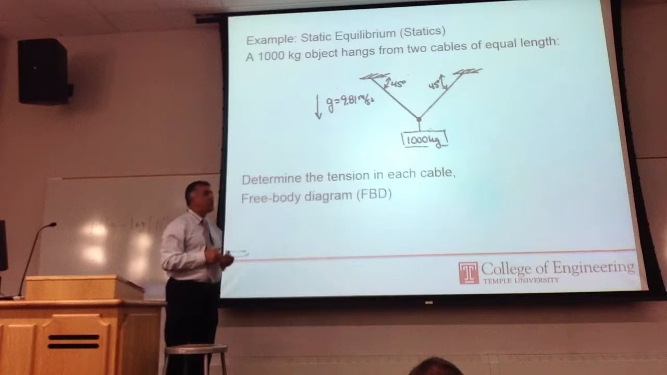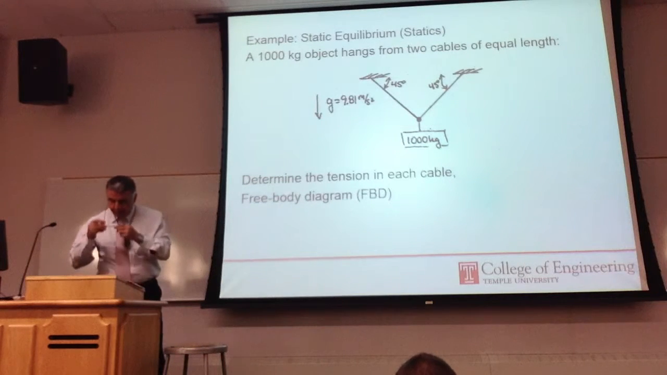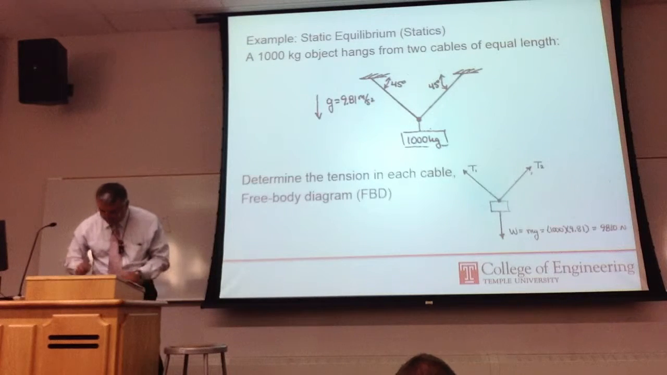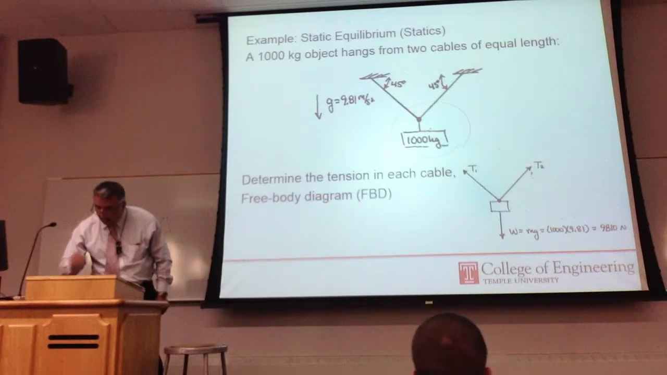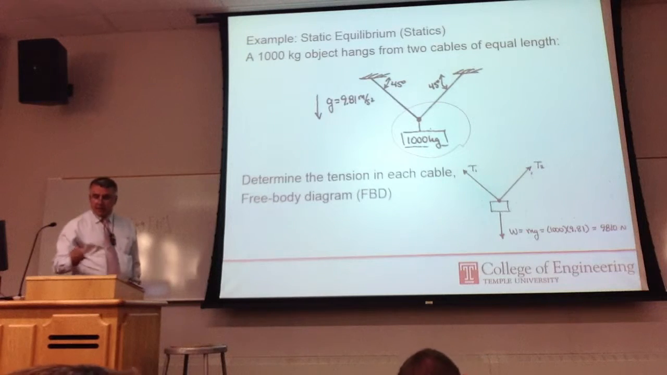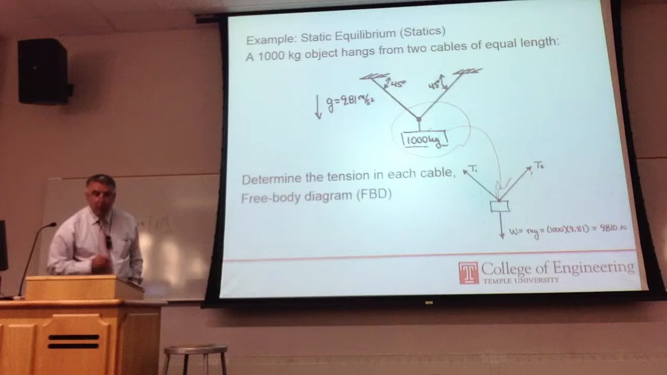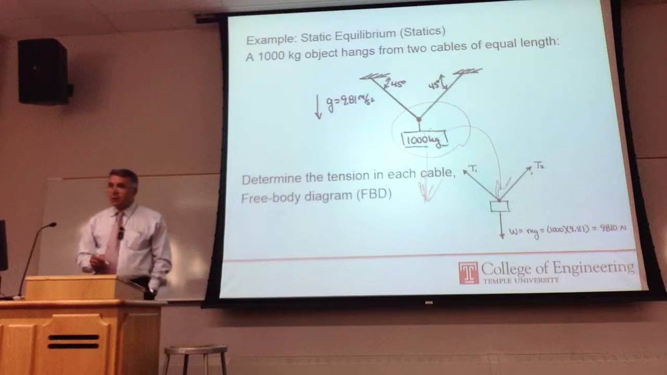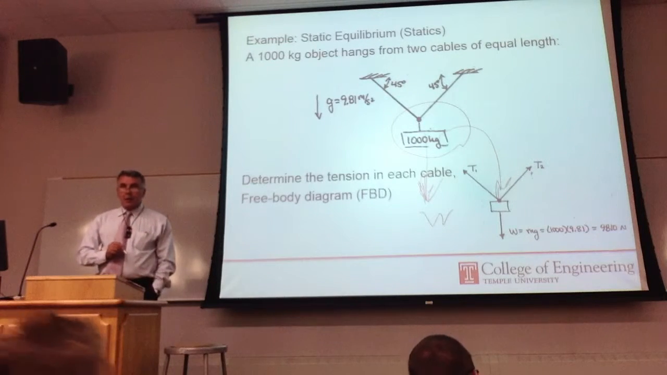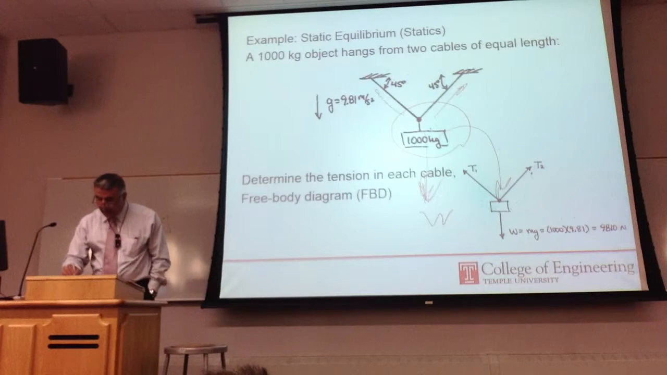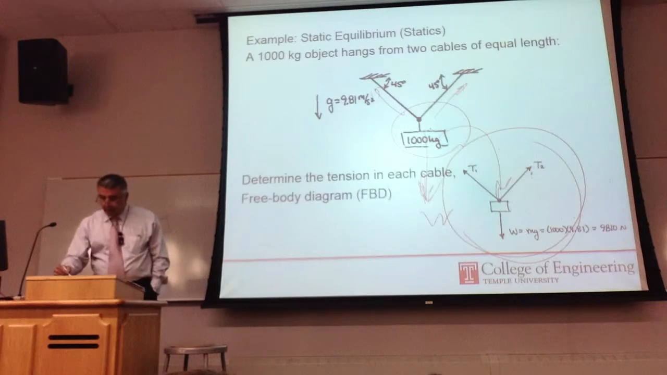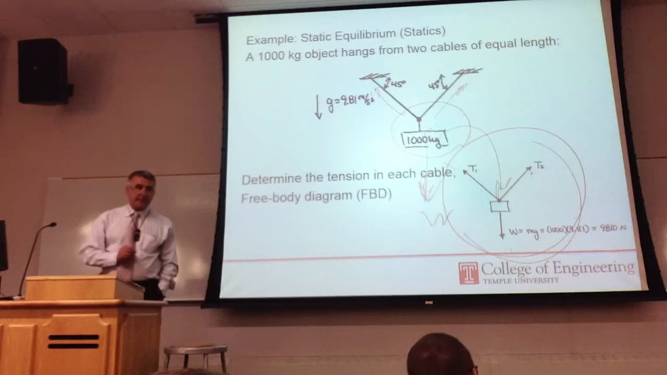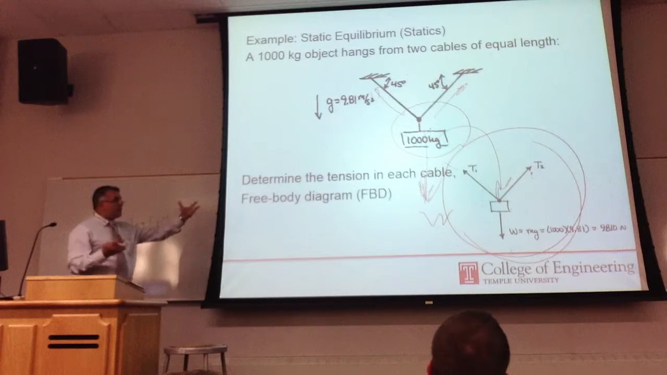So if I'm looking at this physical system, what am I seeing? I'm seeing a weight, and a force going downwards, which is equal to the weight, and the tension in the cable. So the free body diagram is what I see over here: the weight going downwards and the tension. So this represents the whole system.